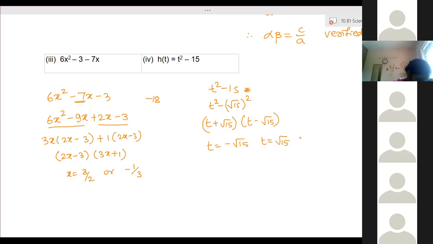Ma'am, what will be the value of minus root 15 into root 15? Will it be minus 15? Yes, right. How to find B and A in this? B is not there, so no t term, so B is 0. A is 1, the t term is not there so B is 0, and C is minus 15.